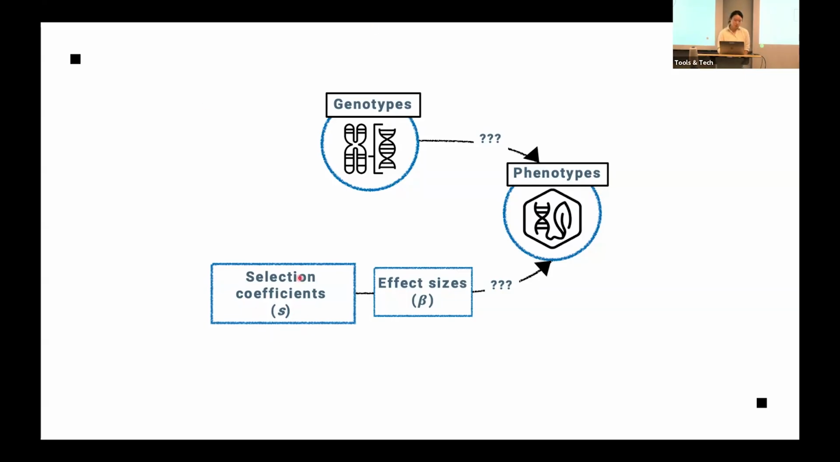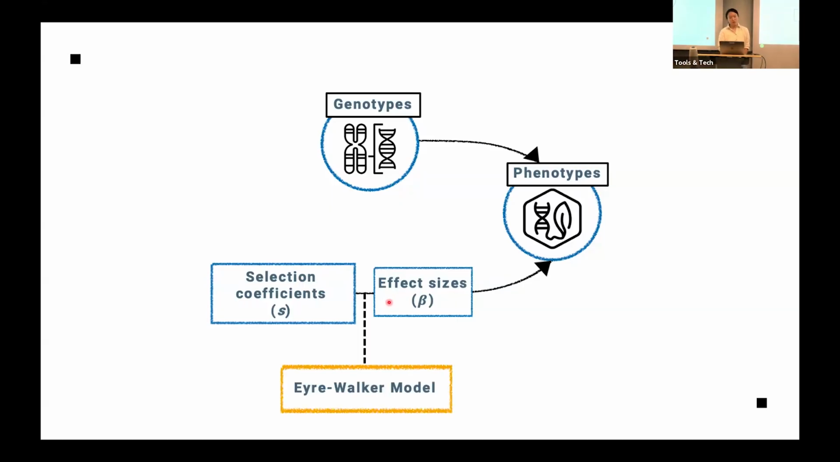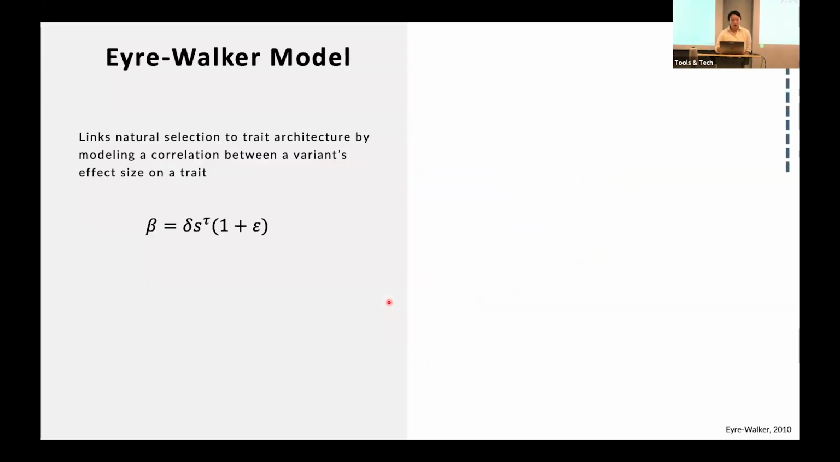And what allows us to connect these two is this Walker model, which is the main model that I want to share with all of you, in case you're interested in doing your own GWAS. The Walker model is a framework that links the strength of selection with the effect sizes of a variant on a trait. So this is the equation of the Walker model, and this was published back in 2010.